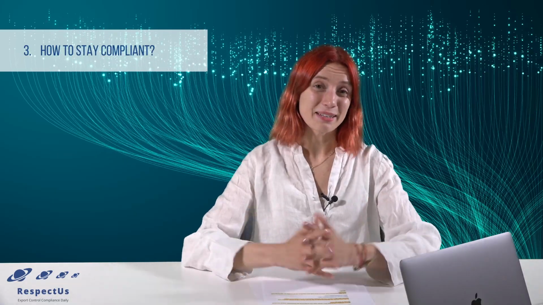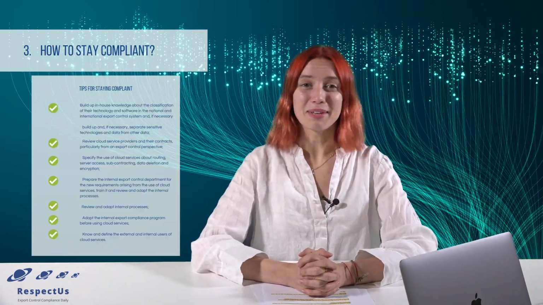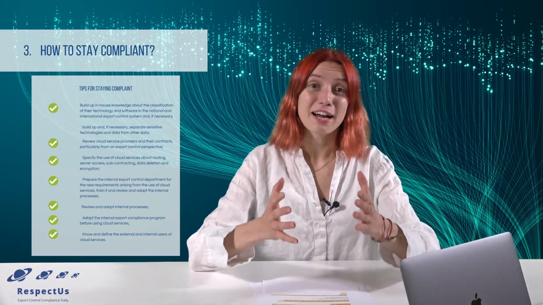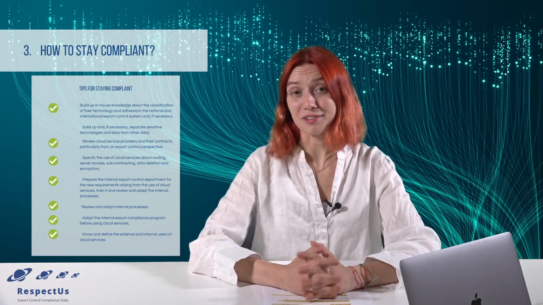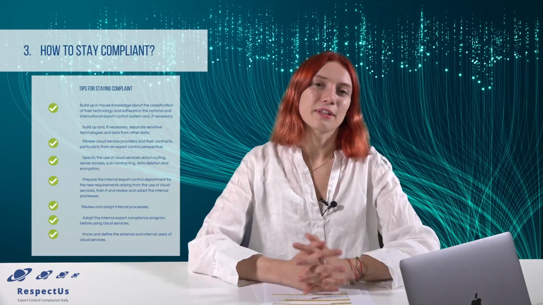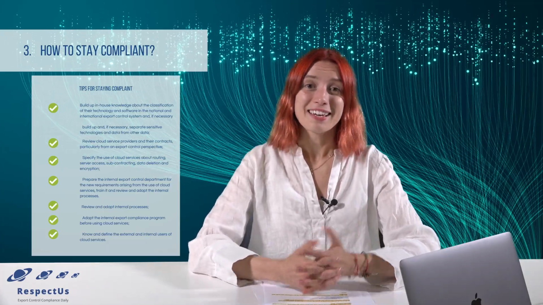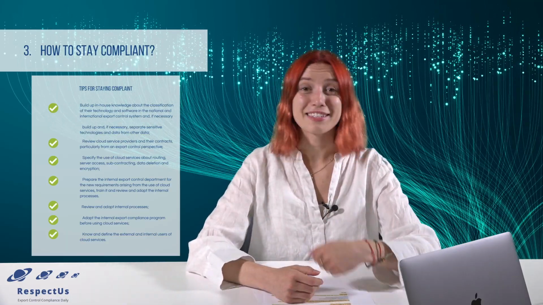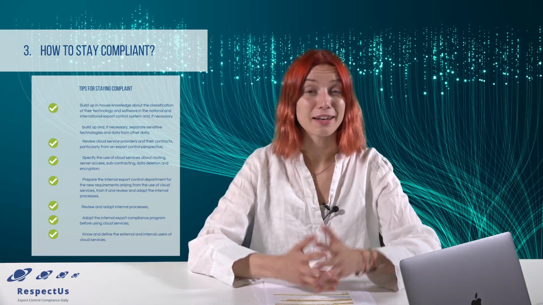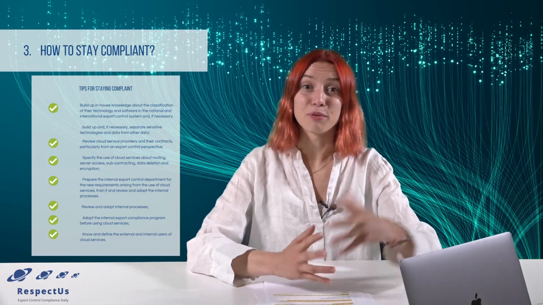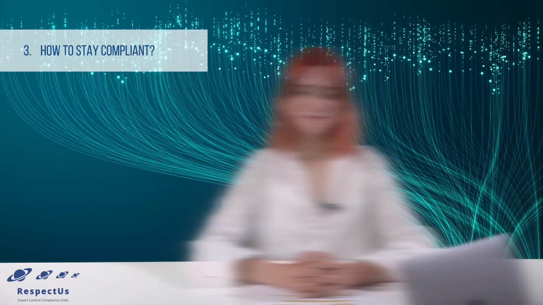Question 3. How to stay compliant? Here are some practical tips on what you can do in order to stay compliant with export control regulations. For example, start gathering your in-house knowledge about the classification of your technology. Review cloud service providers and their contracts, particularly from an export control perspective. Then specify the use of cloud services regarding routing, server access, subcontracting, data deletion, and encryption. Adapt the internal export control compliance program before using cloud services.